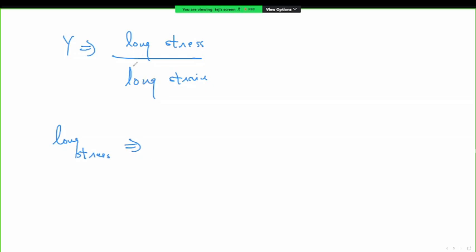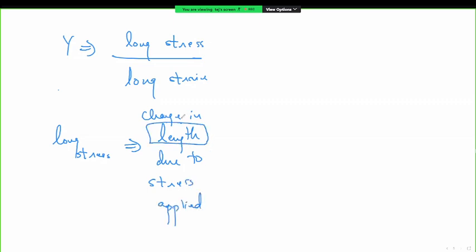Longitudinal starts with the letter L. Wherever there is a change in length after applying stress onto the body, change in length due to applied stress is called longitudinal stress. You should talk about the word length. Without the word length, the word longitudinal stress has no meaning. Remember this.